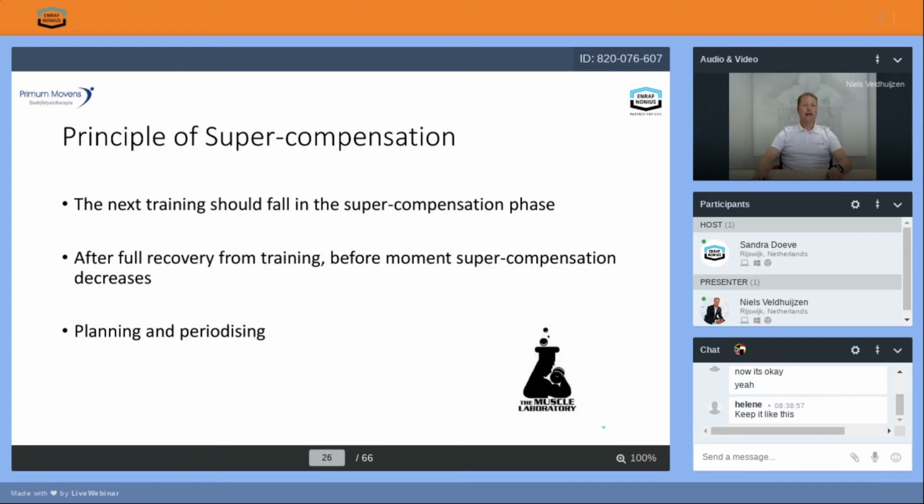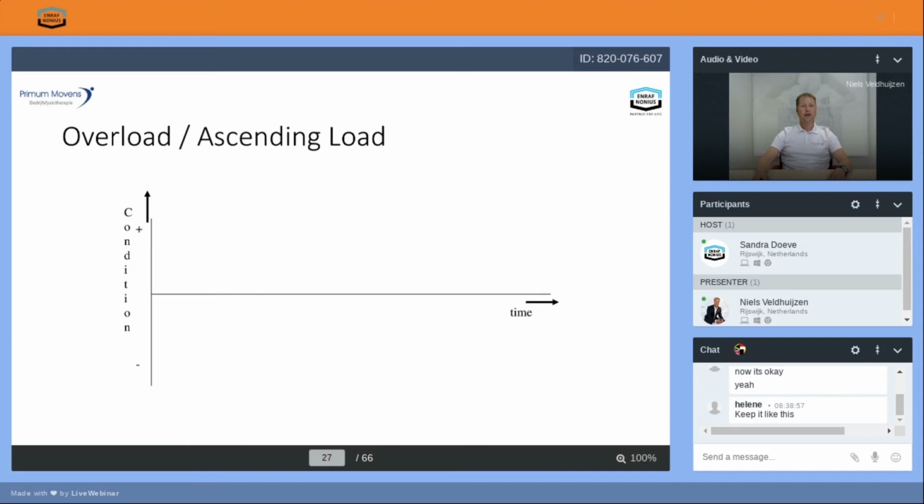The next training should fall in the so-called supercompensation phase. That is after full recovery from training, before the moment the supercompensation decreases. This has something to do with planning and periodizing. This is also something that has to do with the frequency of your training program. I made it clear in these next sheets.